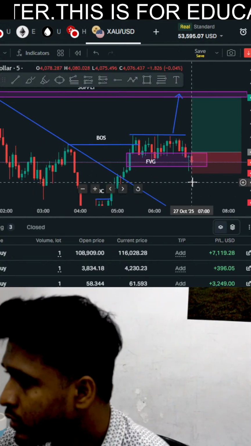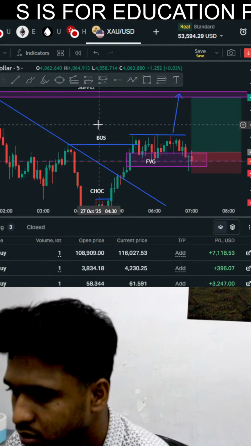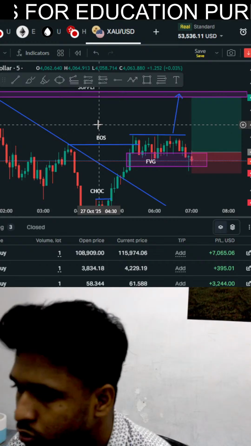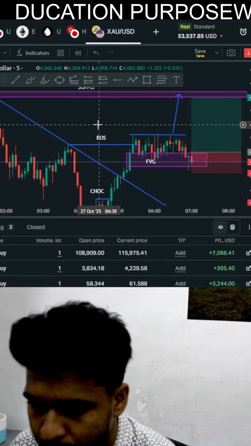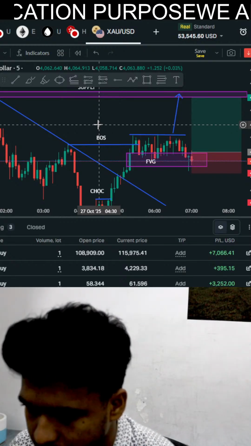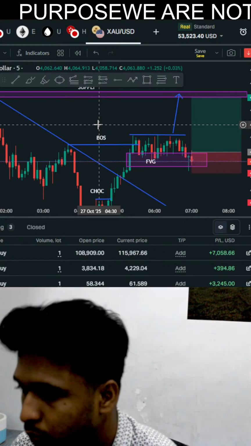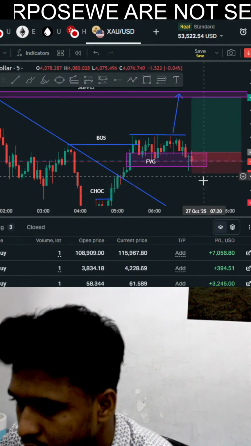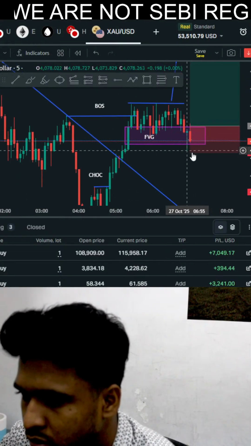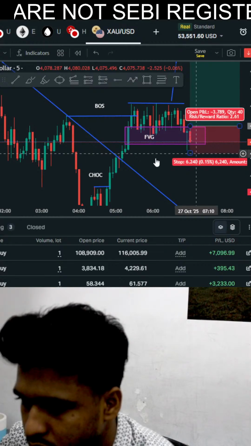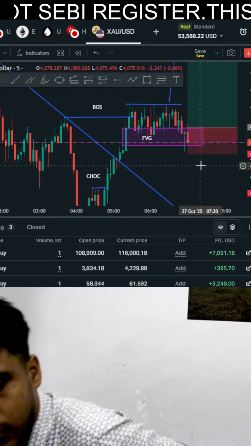Okay, there's no proper volume in the market, it is just doing a range. So let us wait for this range breakout. If it breaks the range, then we can enter a buy. Otherwise, you can see that the fair value gap is already fulfilled. So what we can do is wait for this candle to close, then you can enter a buy trade again.